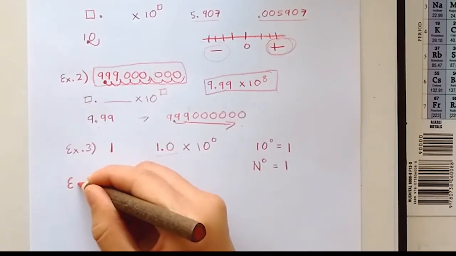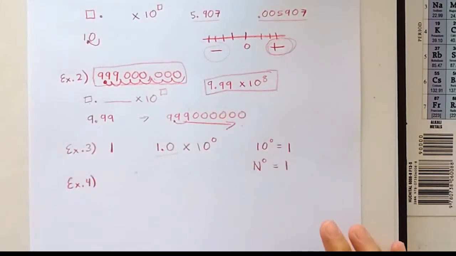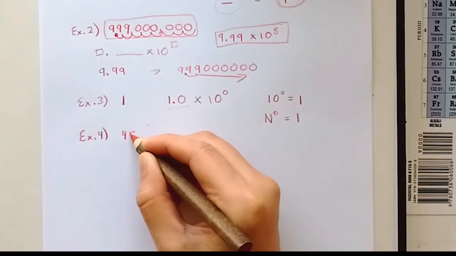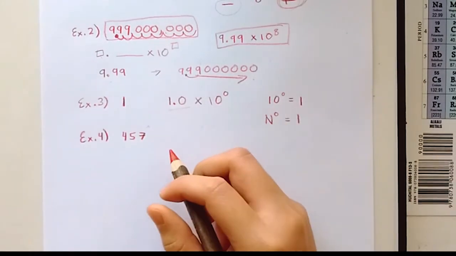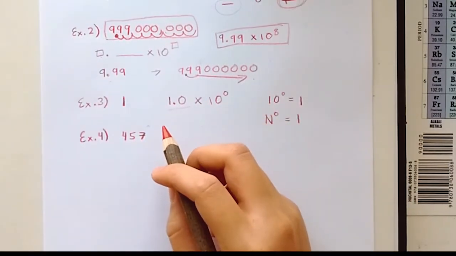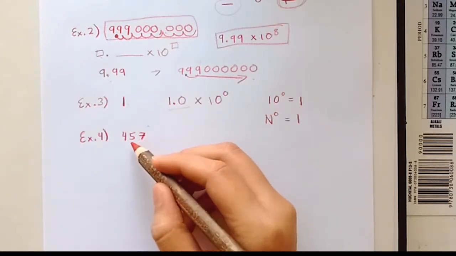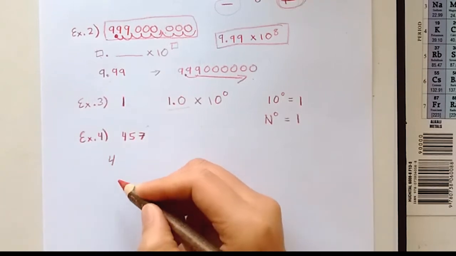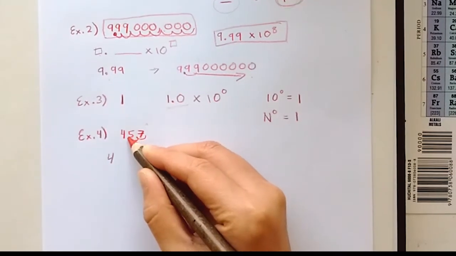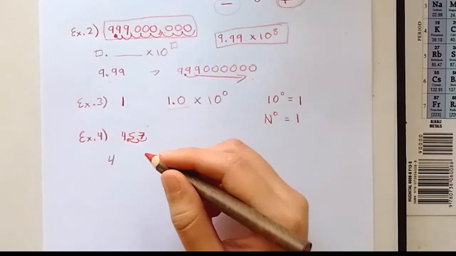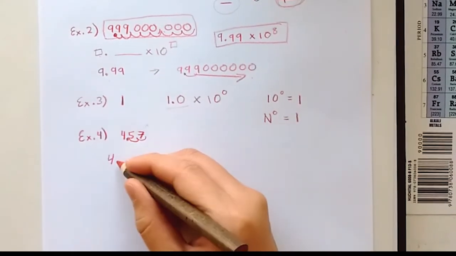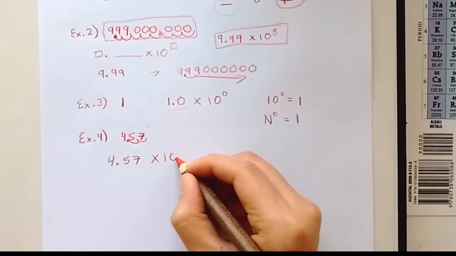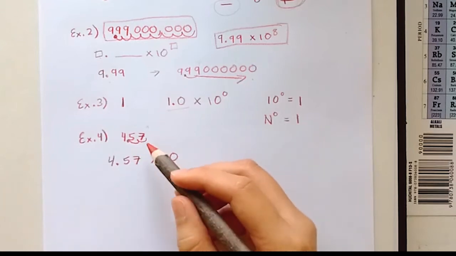So example 4, if you had the value 457 and they told you to write it in scientific notation up to 2 decimal places, so to the 100th, you would have your first number. You have to move it 2 places in order to have one value before the decimal point. So 4.57 times 10 to something. So we just move it 2 places, 1, 2.